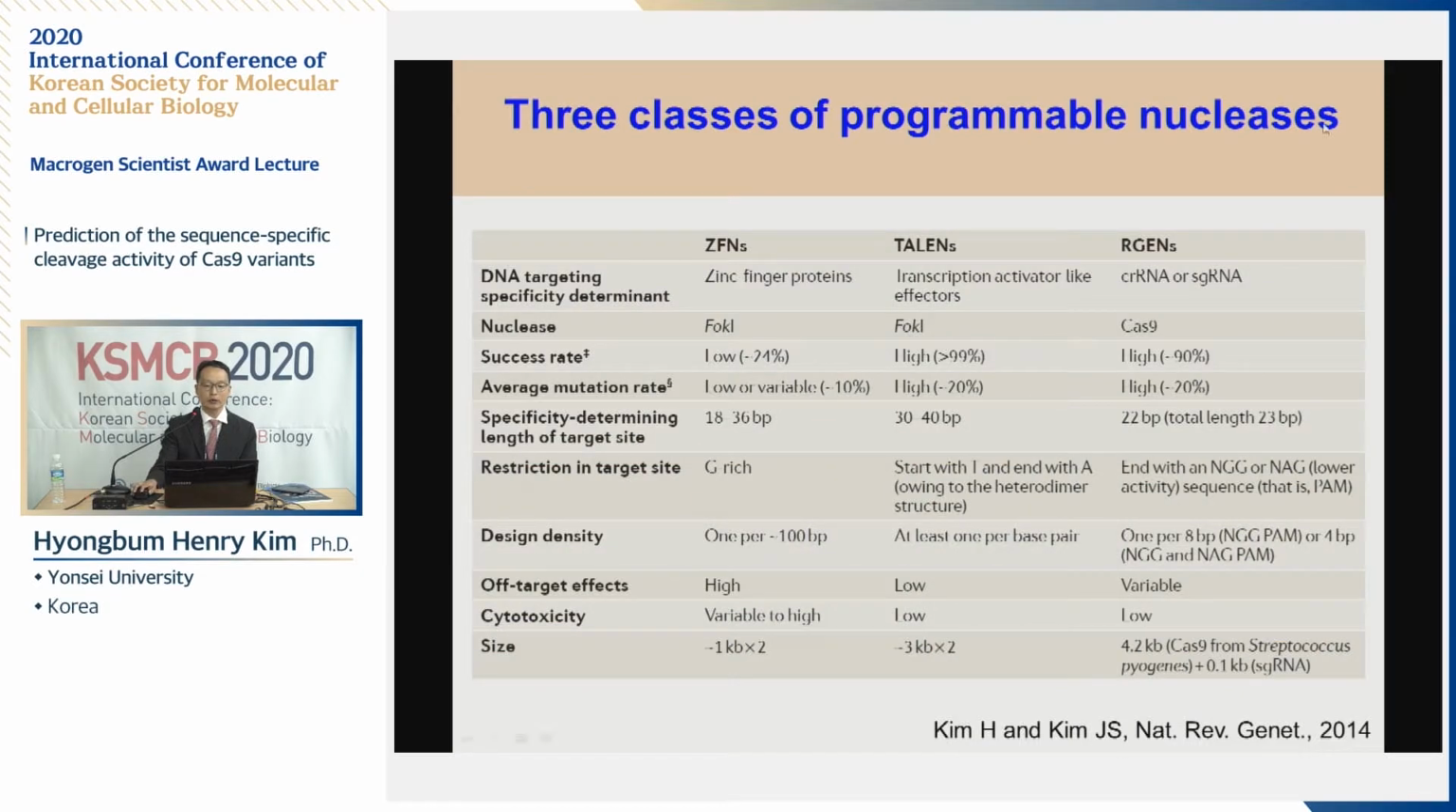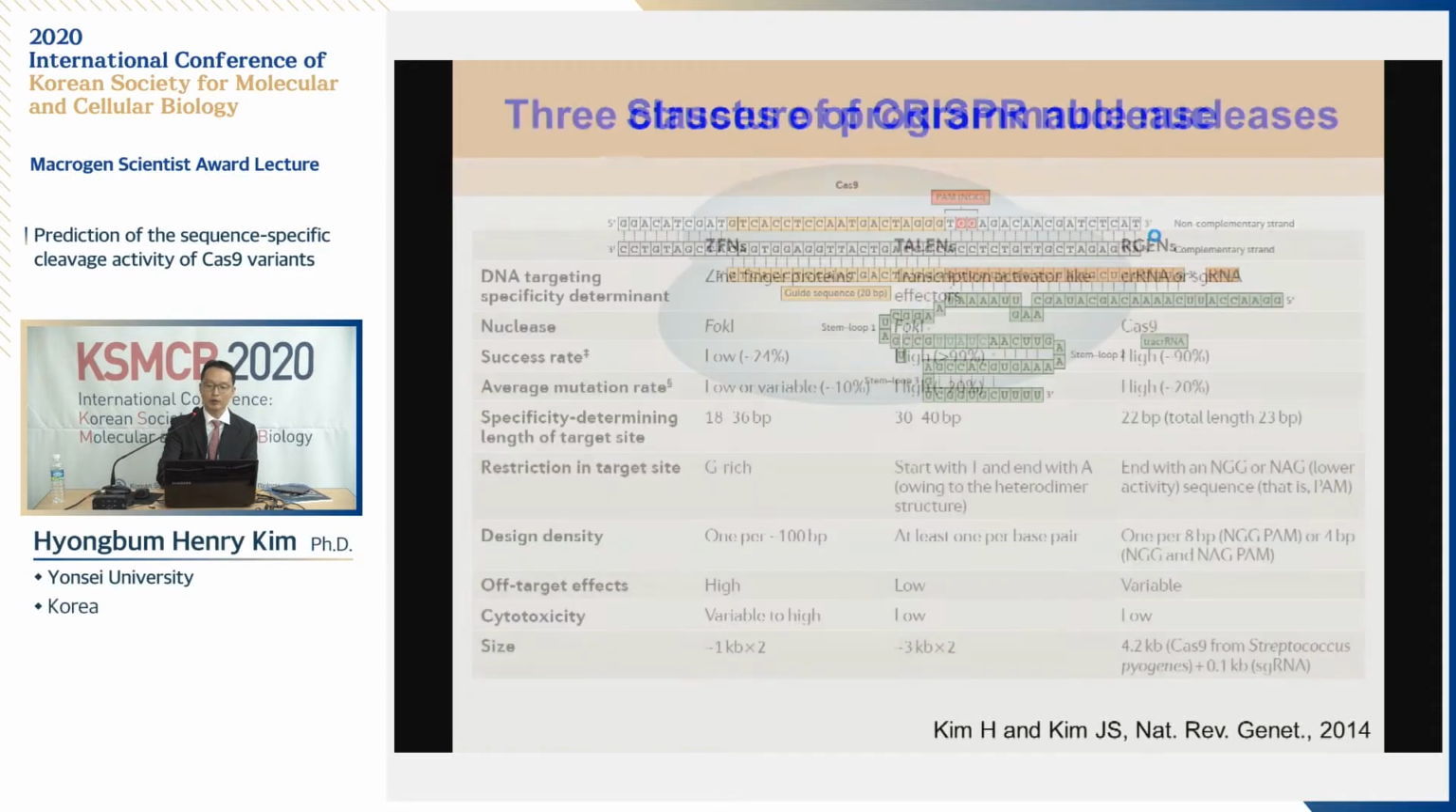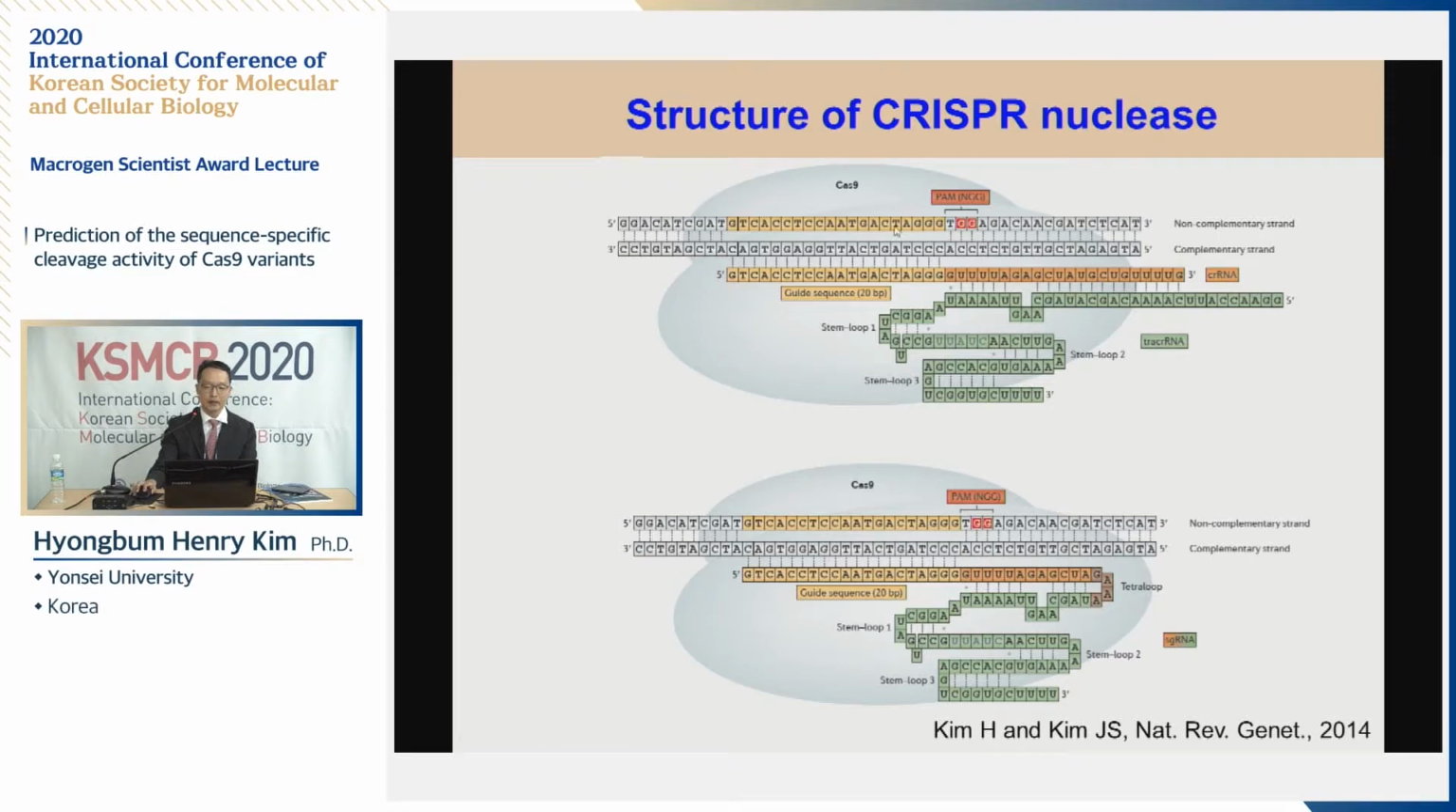There are three classes of programmable nuclease: zinc finger nuclease, TALEN, and CRISPR. When I started in the field of genome editing, zinc finger nuclease was the only programmable nuclease that we could use. But in 2011, TALEN came out, and in 2012, CRISPR came out. So now most people are using CRISPR.